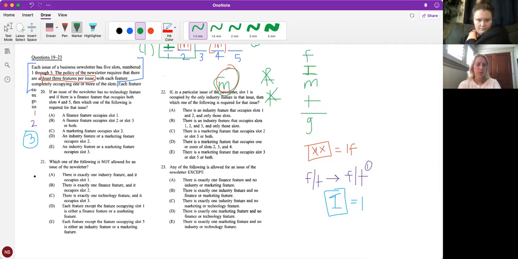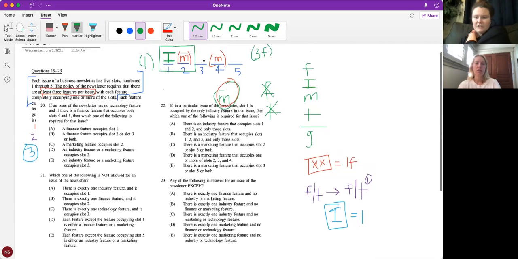Okay. Which one of the following is not allowed for? There's exactly one industry feature and it occupies slot 1. I think that's fine. Yeah, we just did it. So I'm going to cross that one off. That's one I would cross off right away.